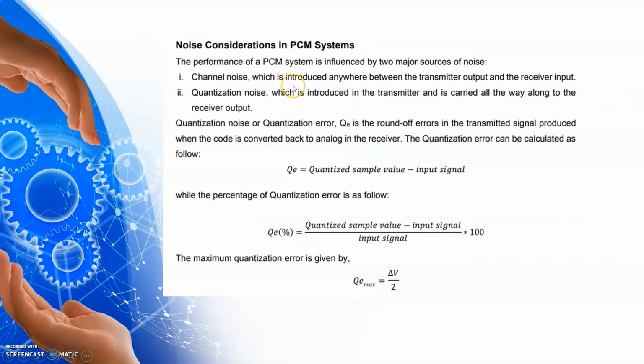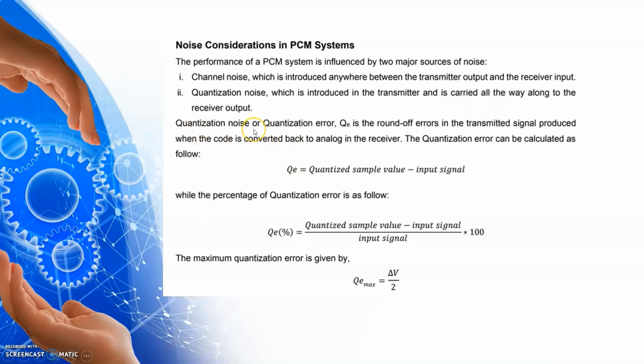One thing that we have to consider is the noise consideration for the PCM system. There are two major sources of noise. The first one is the channel noise, which is introduced anywhere between the transmitter output and the receiver output. So in the medium from the input to the output, there will be noise. The second one is the quantization noise, which is introduced in the transmitter and is carried all the way along to the receiver output.